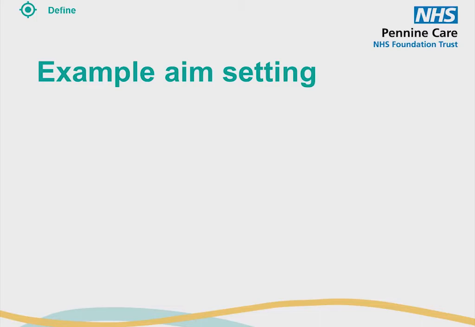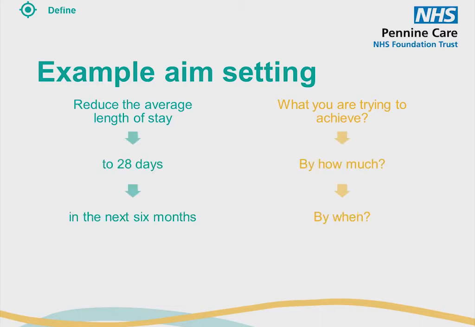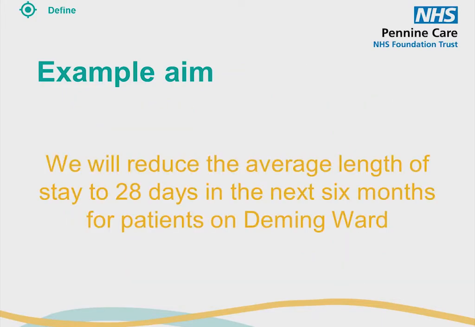Going back to our example, if our patients are staying in our service too long, our aim statement could be, we want to reduce our length of stay, but that's not too smart, so let's add by how much and when. Say we want to reduce it to 28 days in the next 6 months. That's pretty smart, but it is missing one element: who will be affected by it. So let's say it's for patients on the Deming ward. Pulling this together, you would say, we will reduce the average length of stay to 28 days in the next 6 months for patients on Deming ward. And that's the end of stage 2. We can now move on.